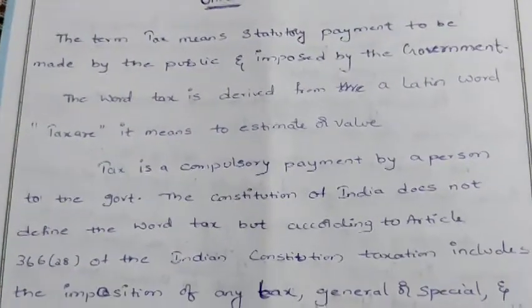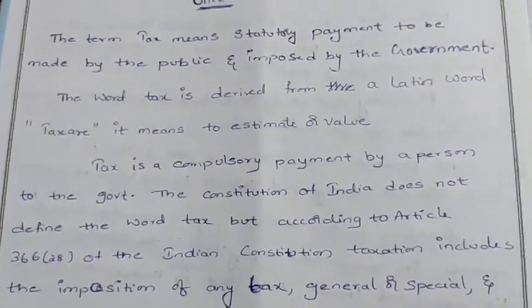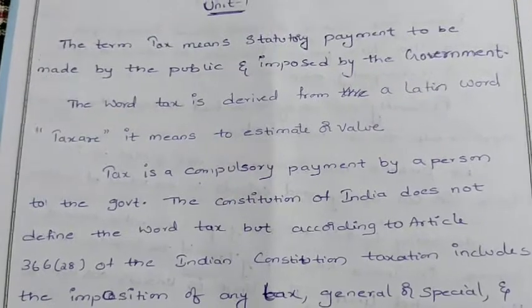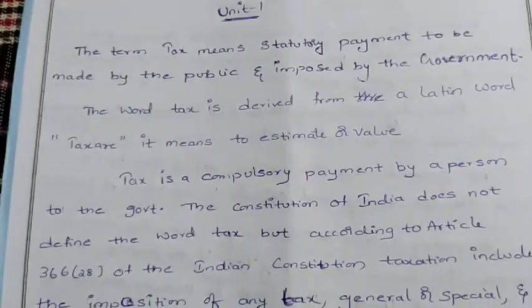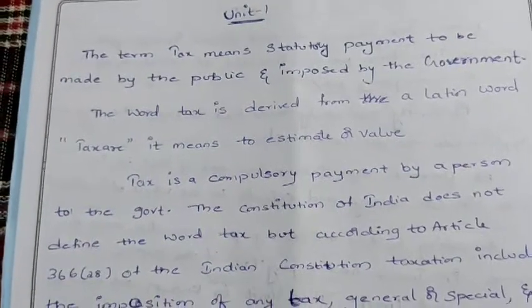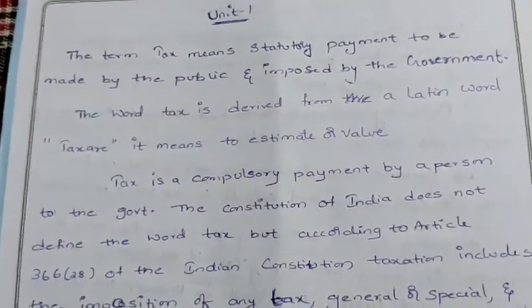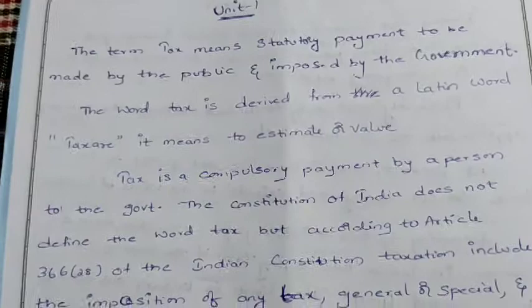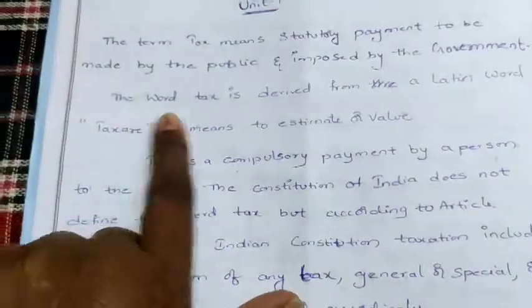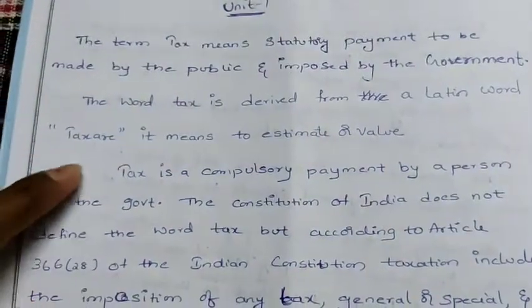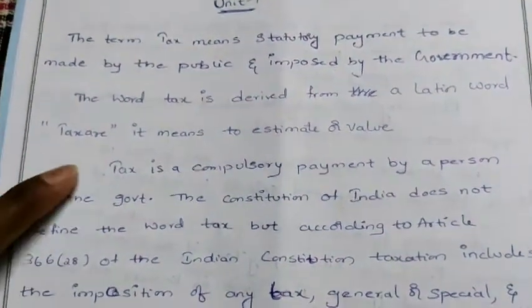So listen carefully. The term tax means a statutory payment to be made by the public and imposed by the government. What is the meaning of tax here? Here we have to pay a certain amount to the government. A certain amount we have to pay to the government, that is imposed by the government. Then the word tax is derived from a Latin word taxere. The word tax has been derived from which word?